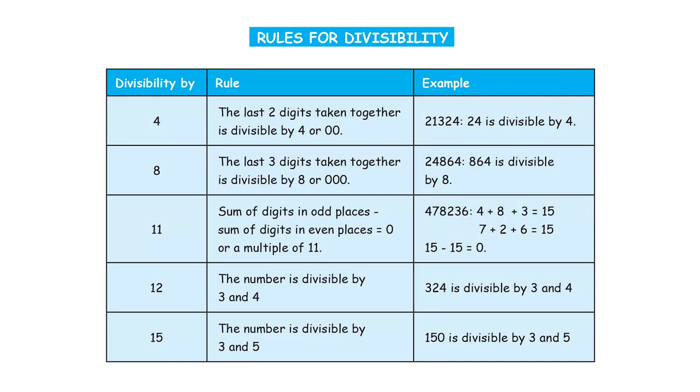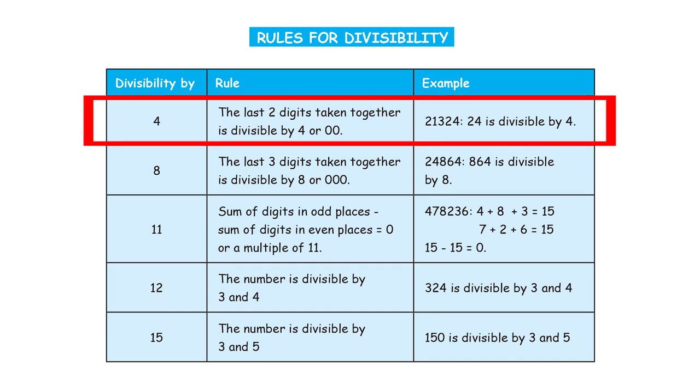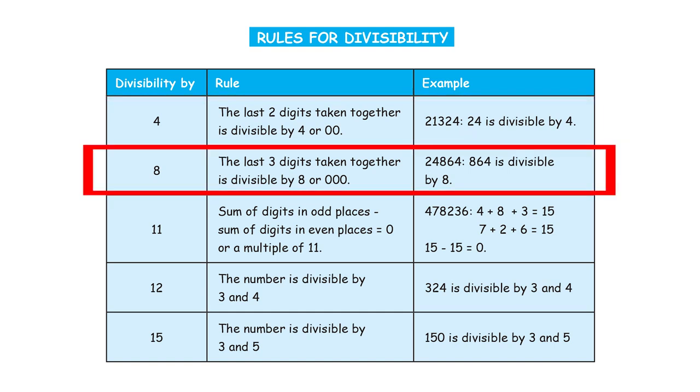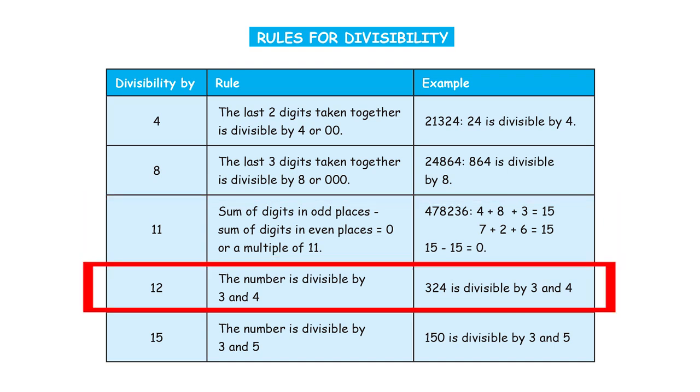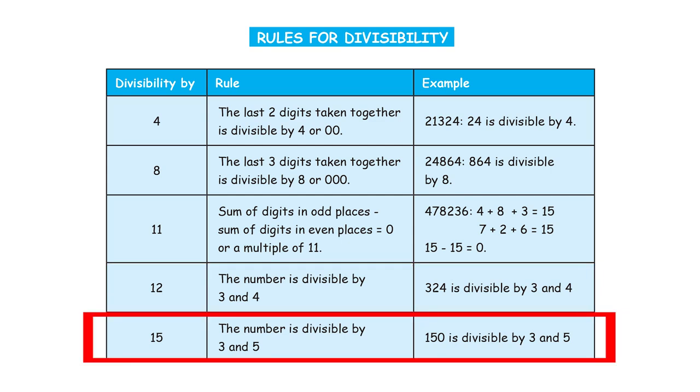To summarize all the divisibility tests, have a look at this table. Today, we've seen the divisibility test by 4. The rule is that the last two digits taken together should be divisible by 4. For 8, the rule is the last three digits taken together should be divisible by 8. And for 11, we take the sum of digits in odd places minus sum of digits in even places. If that is 0 or a multiple of 11, we can say that the number is divisible by 11. For 12, we need to see if the number is divisible by 3 and 4. For 15, the test is if the number is divisible by 3 and 5.